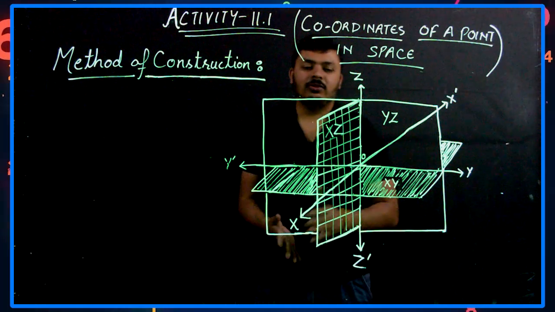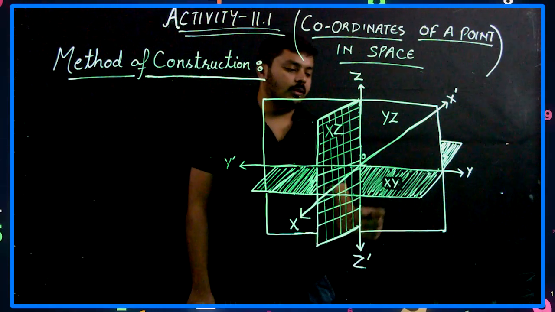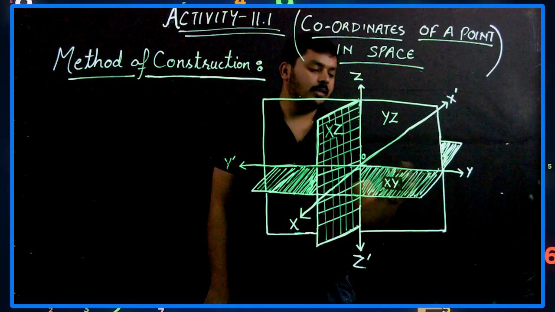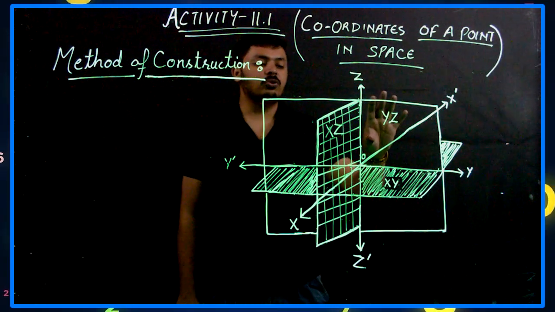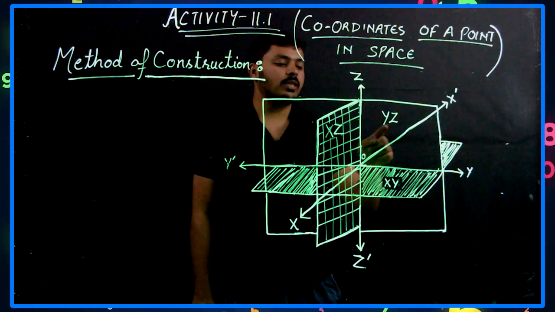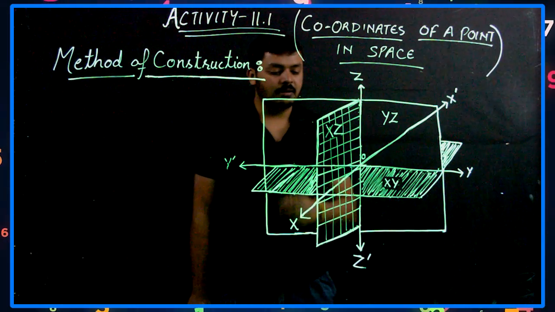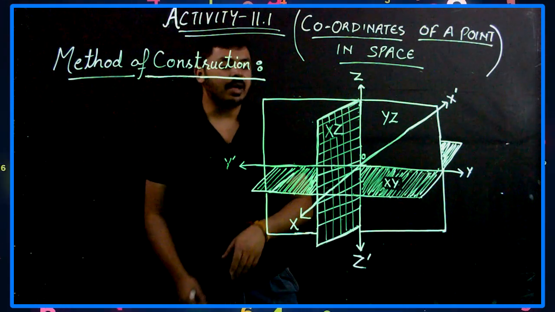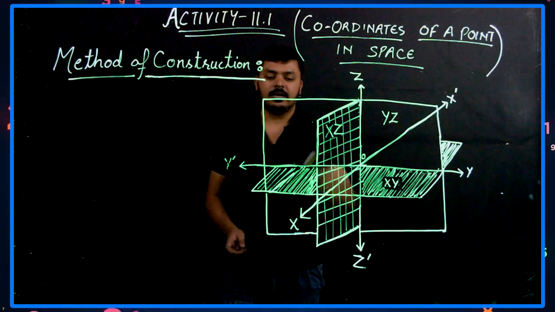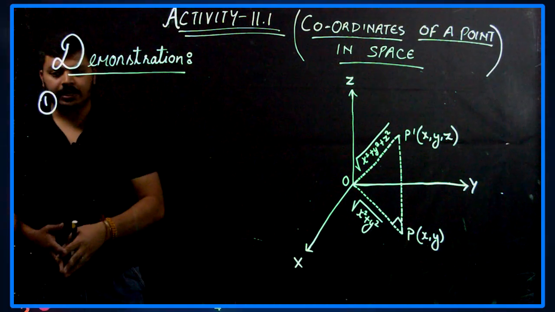So students, as you can see in the diagram, this is the plane XY, between the x-axis and y-axis, and this is the plane YZ, between the y-axis and z-axis, and this is the plane XZ, between the x-axis and z-axis. Now let's see the demonstration for the given activity.